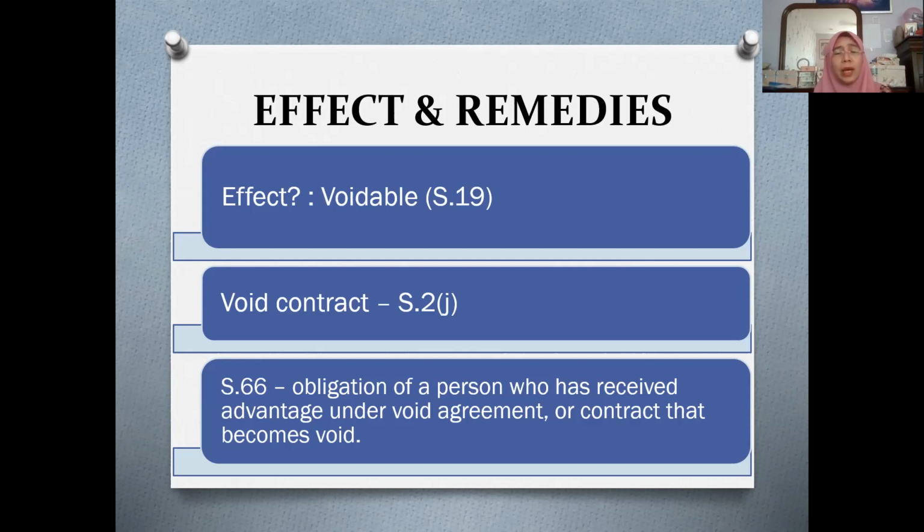Then on top of that, we also have section 66. The moment the party, usually the victim, the one who complained, chooses to invalidate the contract, it comes together with obligation. Section 66 talks about the obligation of a person who has received advantages under a void contract. He has to return them because now the contract becomes void. So the obligation of this person is usually to restore. We try to restore the parties to their earlier position, because the contract cannot be enforced; it becomes void.